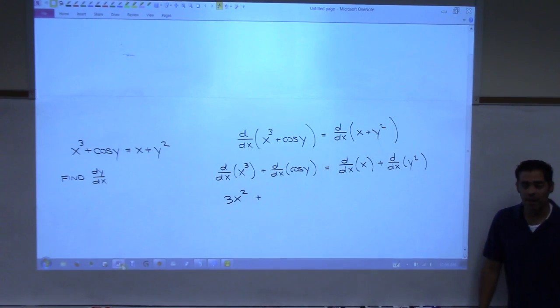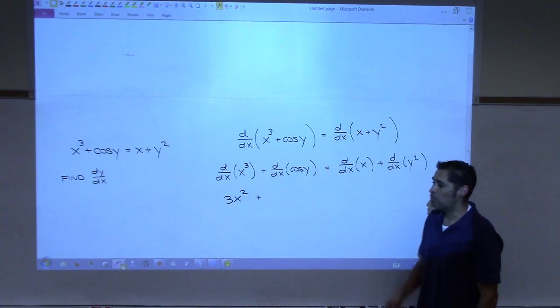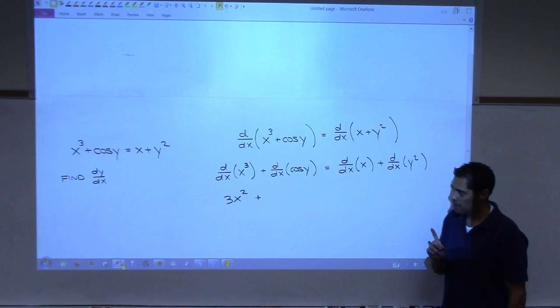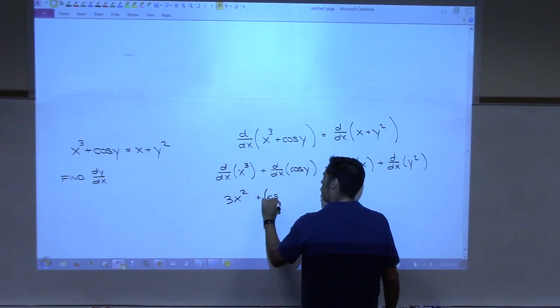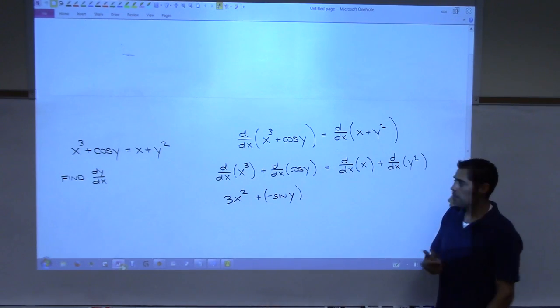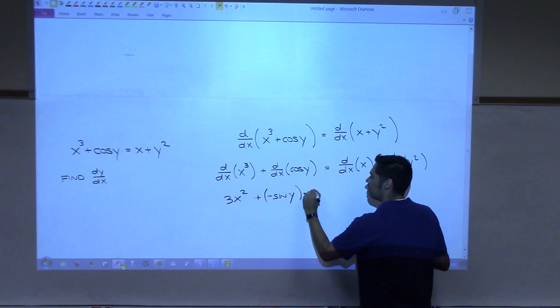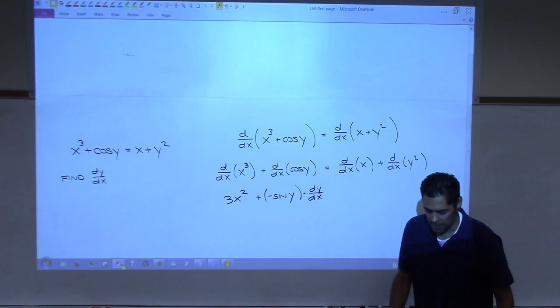What about this next one? What is the derivative of cosine y with respect to x? Negative sine y. That should be pretty automatic. Times what? Yes, times dy dx. Now, why is that dy dx there?